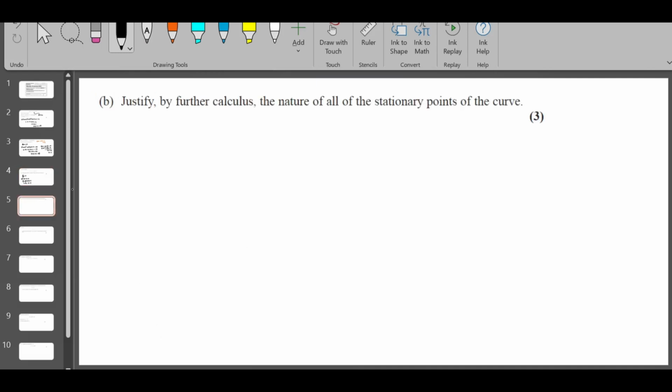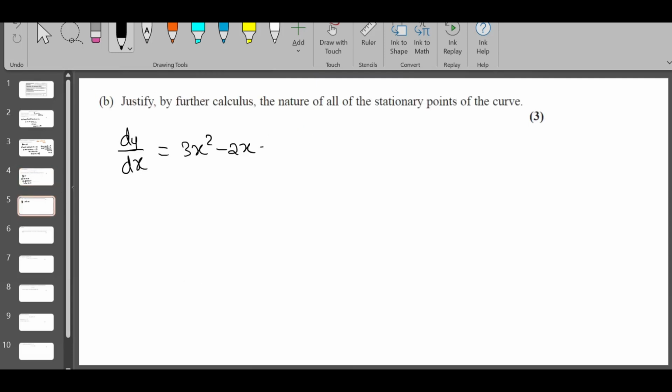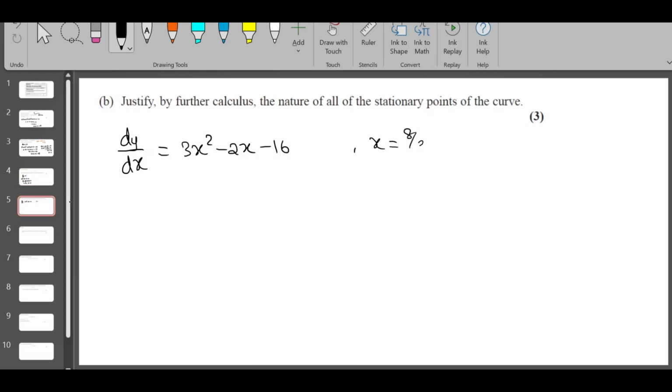Part B, justify by further calculus the nature of all the stationary points. Okay, we got dy by dx is equal to 3x square minus 2x minus 16. And we got 2 x coordinates, 8 over 3 and minus 2. Now differentiate again one more time to find the nature of the stationary points. You'll get 6x minus 2.